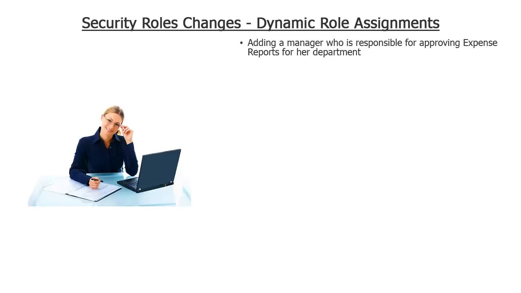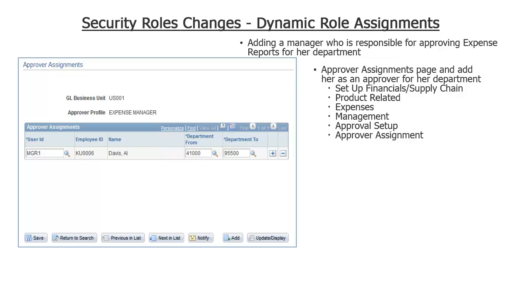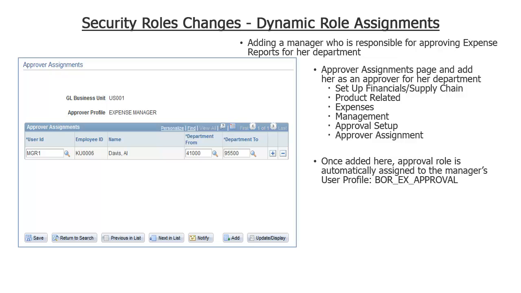Let's take a look at how dynamic role assignments work with expenses. Let's say you have a manager who is responsible for approving expense reports for her department. First, you need to go to the Approver Assignments page and add that manager as an approver for that particular department. In version 8.9, you would have had to go to that manager's user profile and manually add the approval role, or BOR EX approval. Now in 9.2, once you add the manager to the Approver Assignments page, this approval role is automatically assigned to the manager's user profile. The approval role can now be automatically added and deleted via a query process.